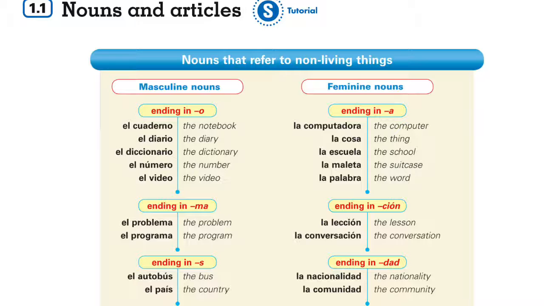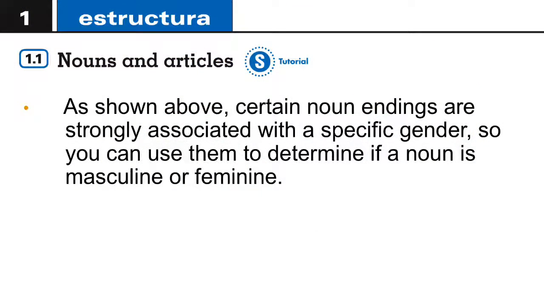Any questions so far? Okay, good. Let's move on. Certain noun endings indicate gender, so you can use them to determine if a noun is masculine or feminine. For example, we said if it ends in O, it's what? Masculino. Muy bien. If it ends in A, femenino.